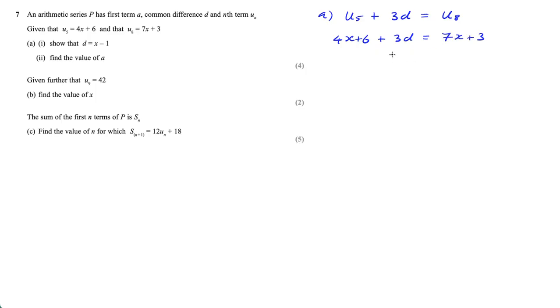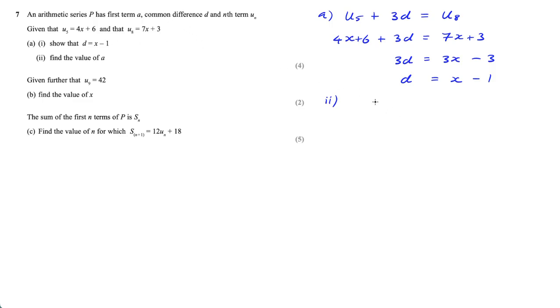Then I'll just subtract these over here. So that's 7x minus 4x is 3x, and 3 minus 6 is minus 3. Divide everything by 3, and I get d is equal to x minus 1. Okay, fine. Now I find a, which is the first term.